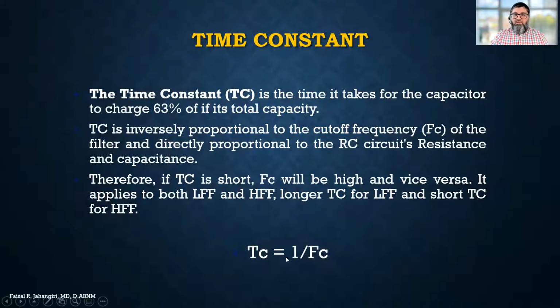For the formula, time constant TC is equal to 1 over cutoff frequency, or FC. So you should remember the formula. There are a few formulas which are used, so it's always good to make a note and keep them on one page, all the formulas used during the monitoring. So time constant is equal to 1 over cutoff frequency, or cutoff frequency is 1 over time constant.